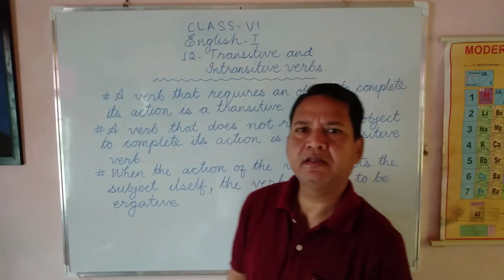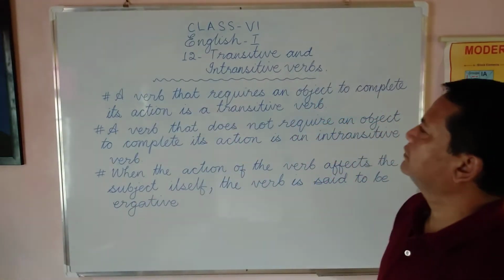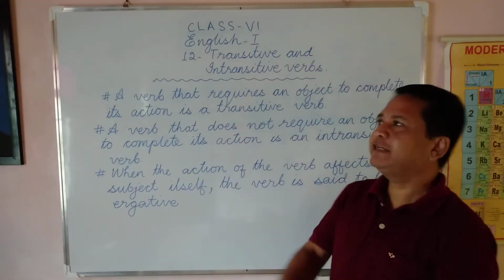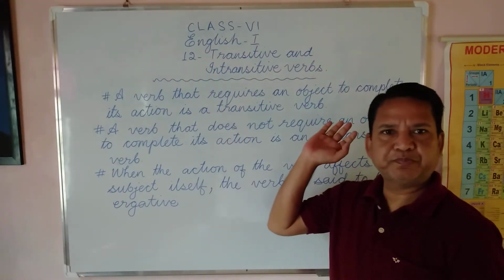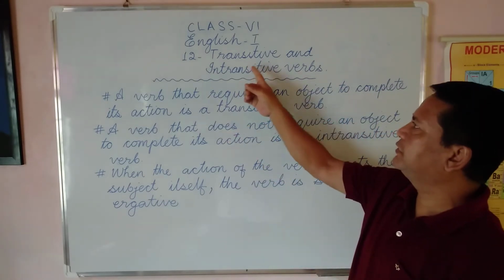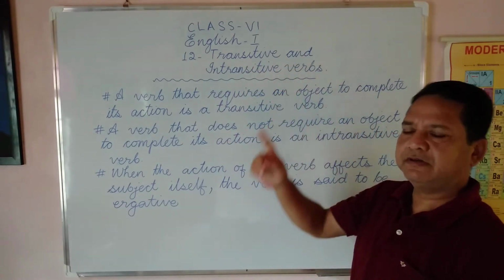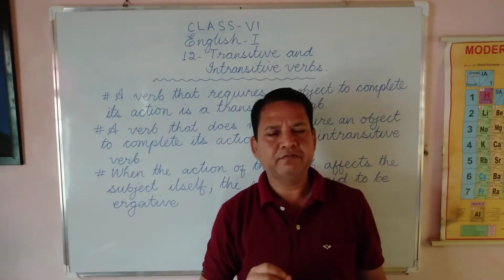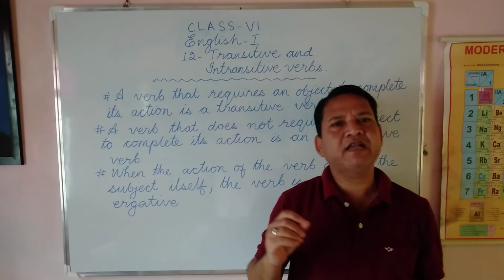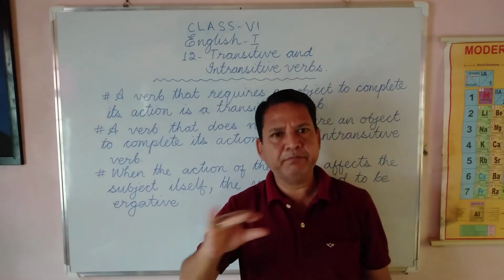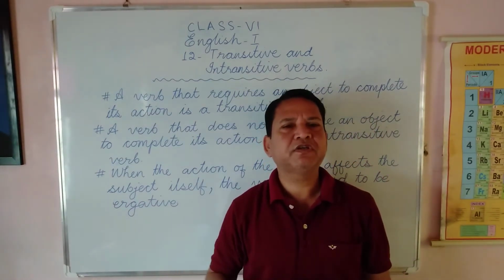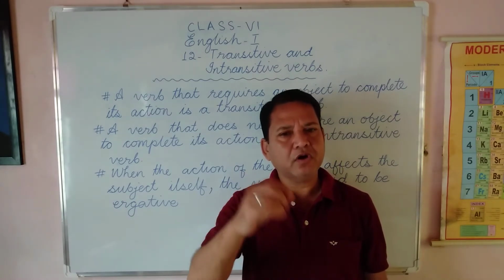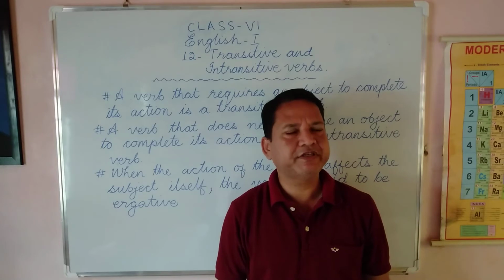So today we are going to learn lesson 12, transitive and intransitive verbs. I'll give you the definition of transitive and intransitive verbs in very short. The verb which requires an object to complete the meaning of the sentence is called a transitive verb. Verbs with objects are called transitive verbs.